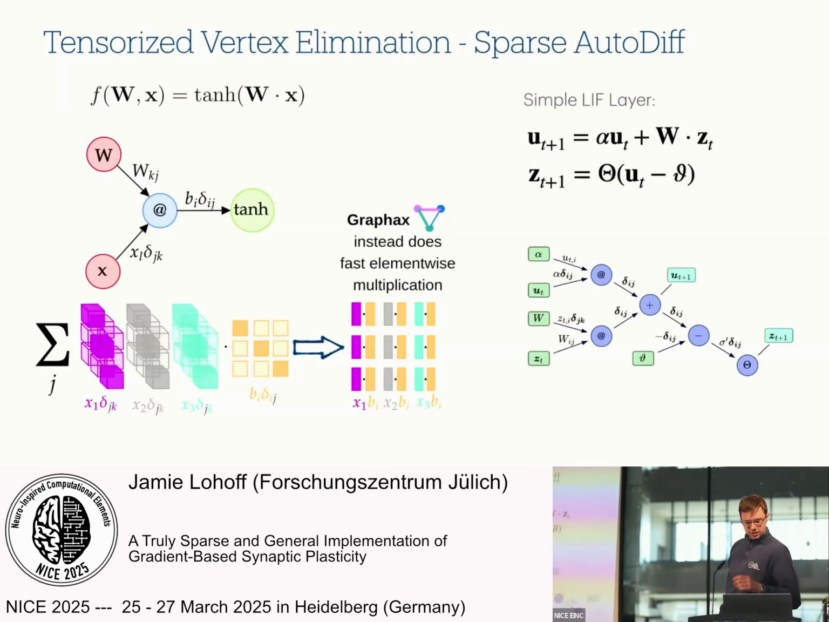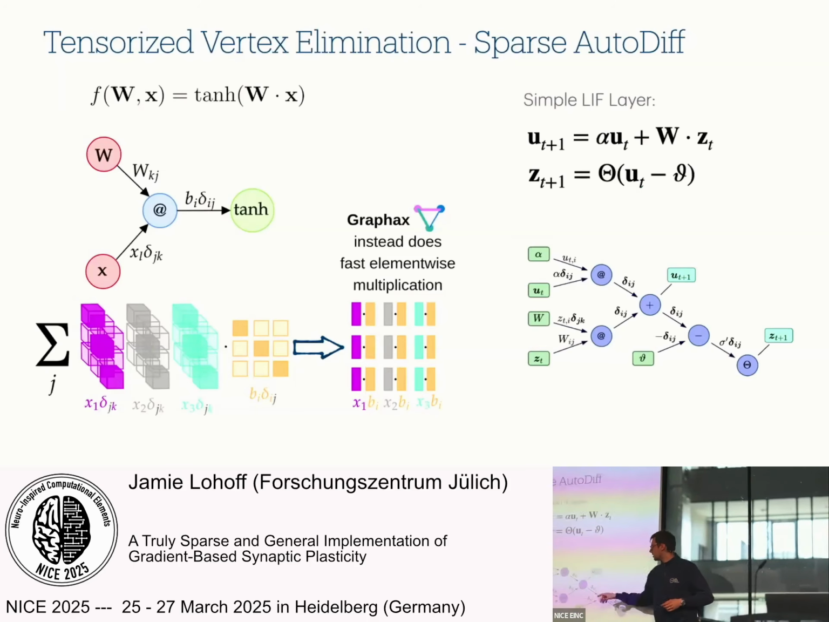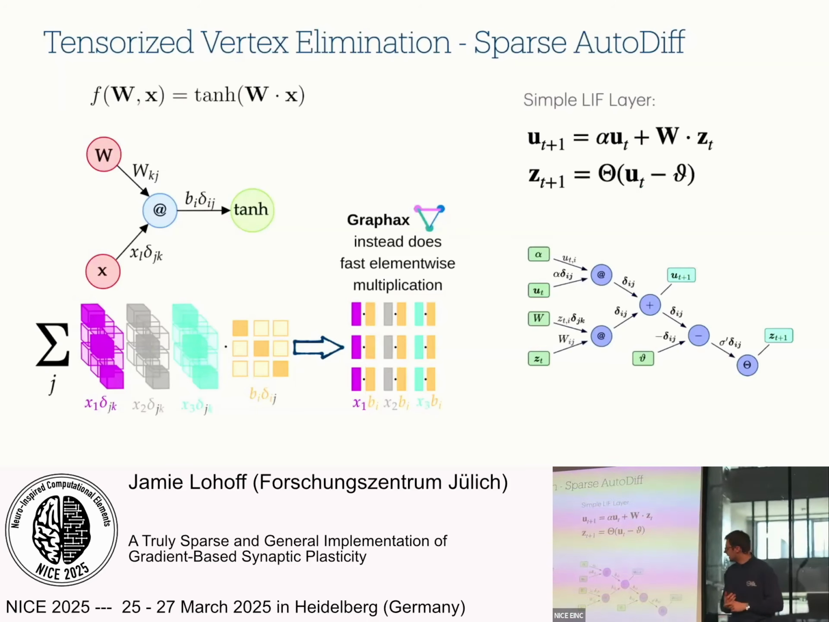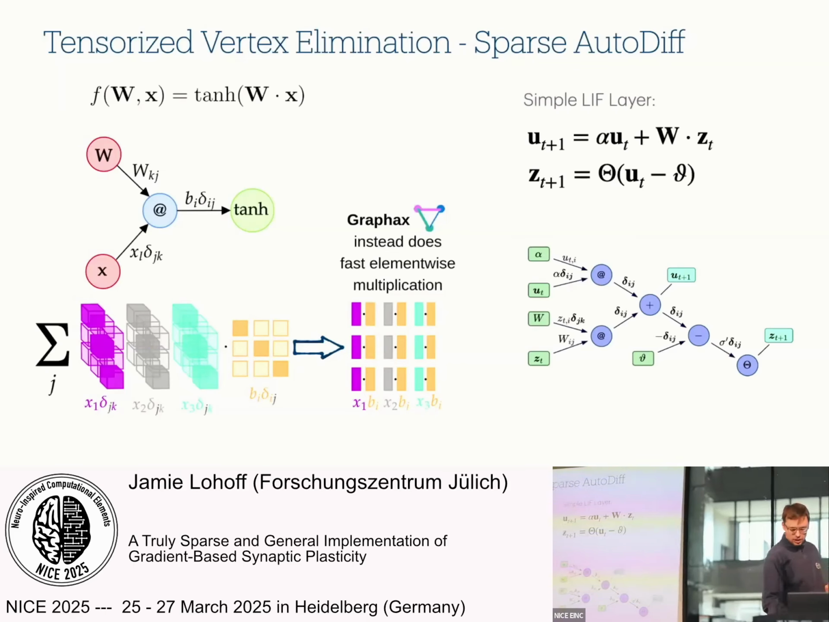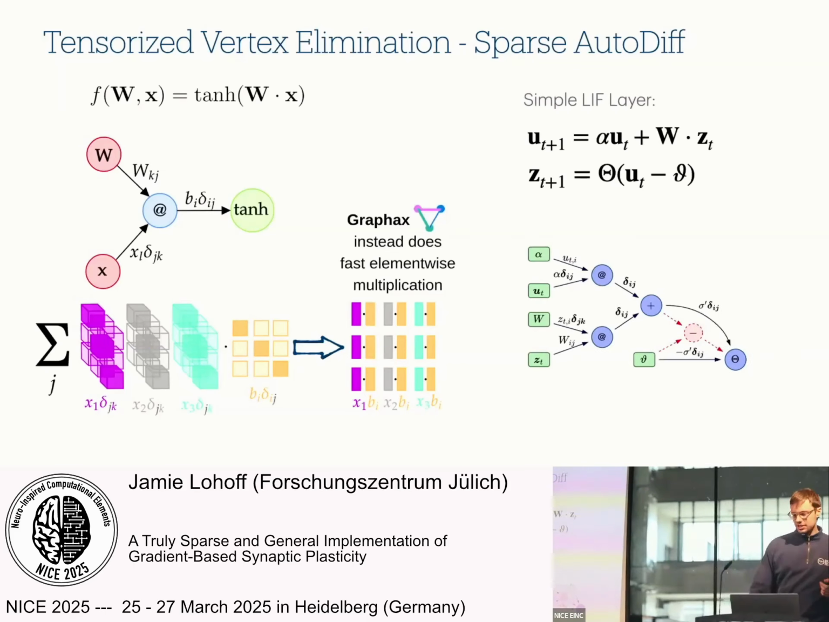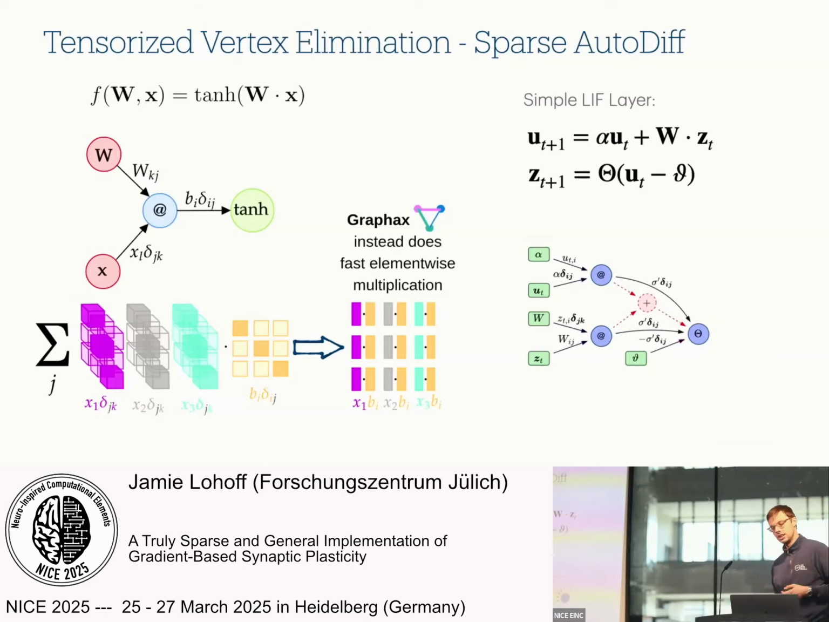So you can actually apply this, for example, also to a simple LIF neuron. And you see a simple LIF neuron has a lot of sparse components in there, a lot of sparse Jacobians and so on. And we can then apply elimination rules to this as well, and arrive at a derivative for this LIF neuron.